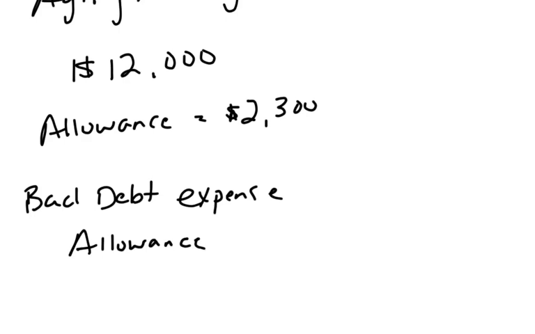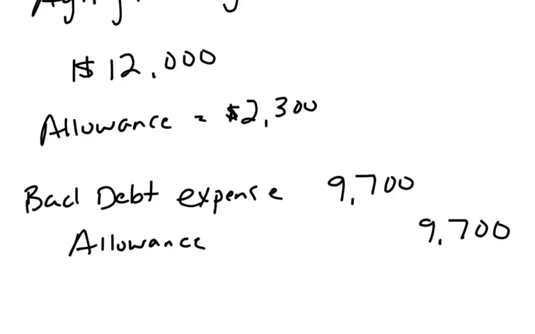We need allowance to be $12,000 and currently it's $2,300. So how do we get it to the $12,000? We need to increase it by $9,700. So that's the amount of our adjusting entry. We increase the expense by $9,700. We increase the allowance by $9,700. Again, the focus here is on the allowance account. So we need it to be $12,000. It's $2,300. We're going to increase it by the $9,700.